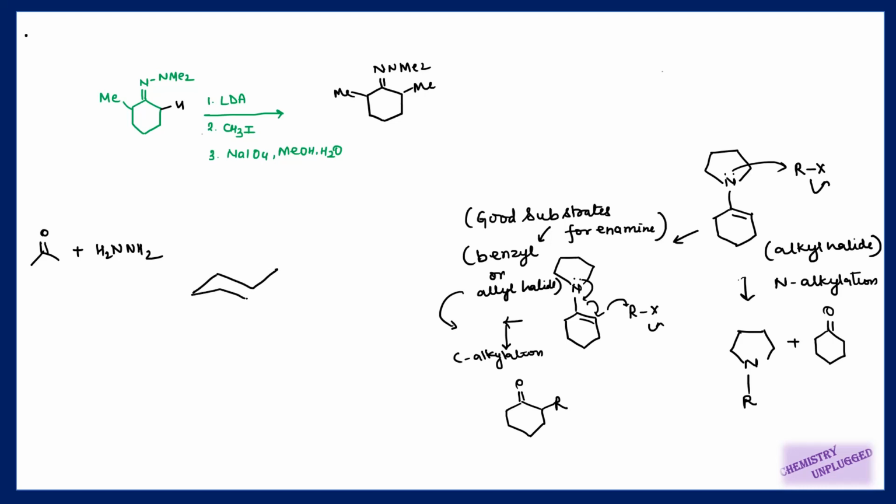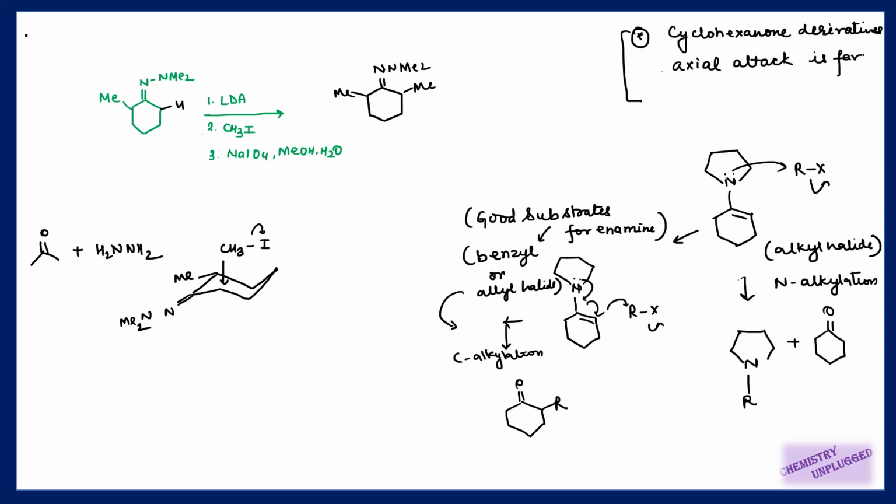So whenever you have carbonyl derivatives, you will have to do alkylation from the axial side. This point was also discussed in the Clayden book summary. Suppose this methyl is equatorially placed, because this is the most stable structure, and then I am doing its alkylation. The second methyl group will attack from the axial side only. So the important point, or the tip you can say, is that in case of cyclohexanone derivatives, axial attack is favorable. You have to remember this point.